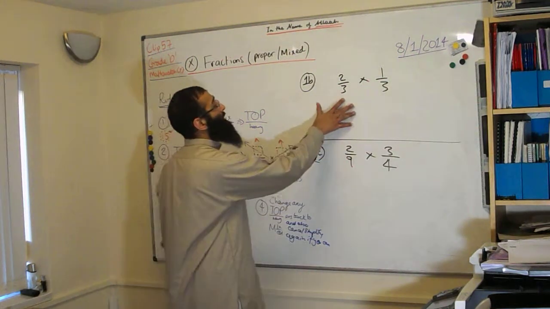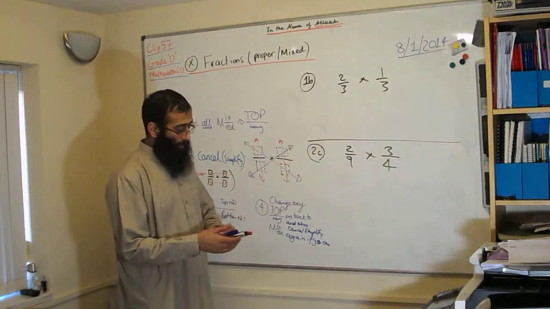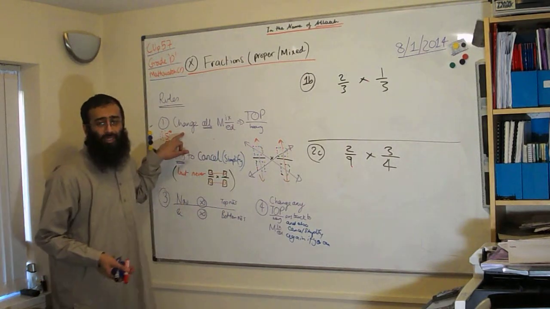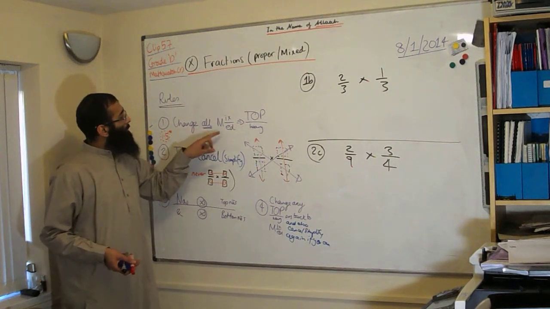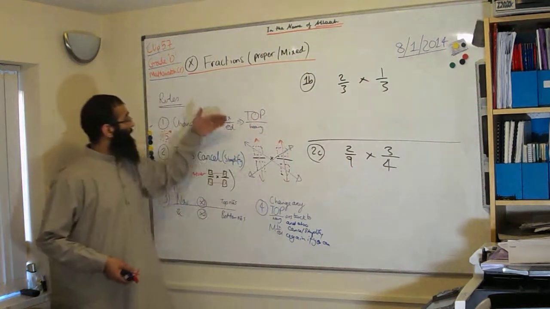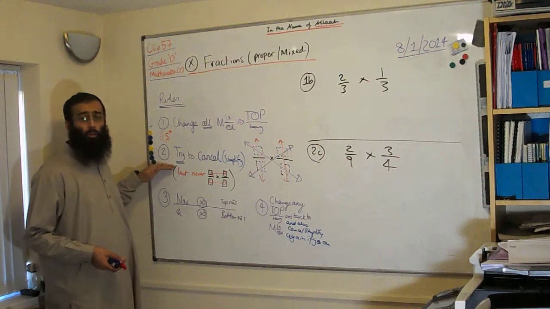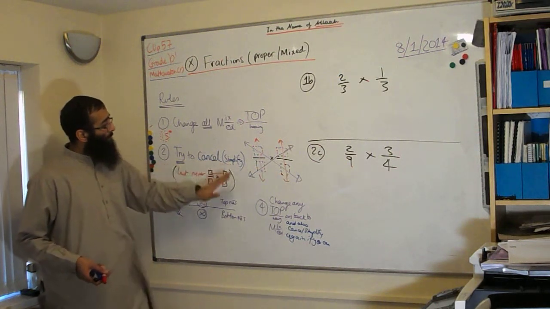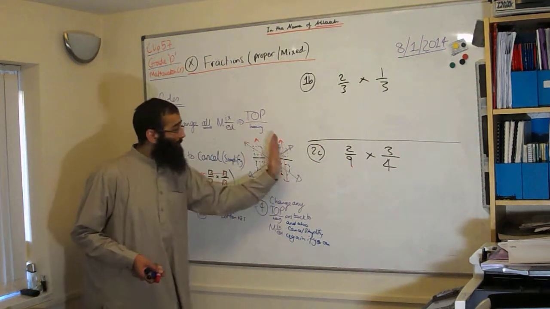Right, let's have a look at this question here. Are you ready? Okay, same rule, start from step number 1. Change all mixed and top heavy. Do you have any mixed here first of all? No. Leave step 1. Jump straight to step 2. Try to cancel or simplify diagonally or vertically.